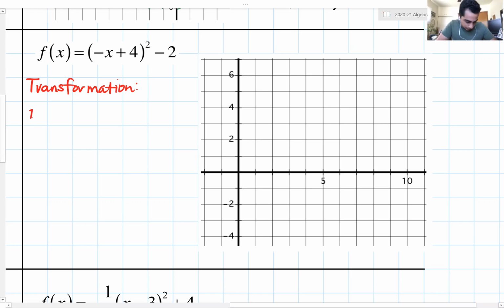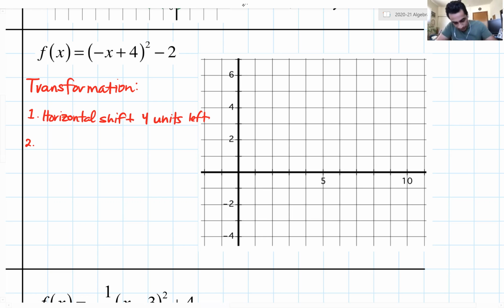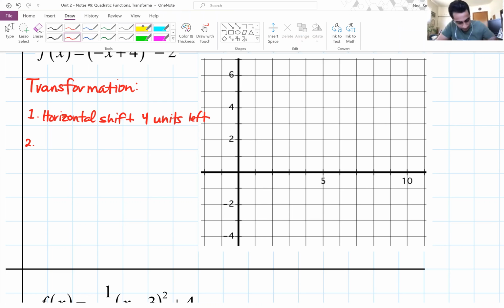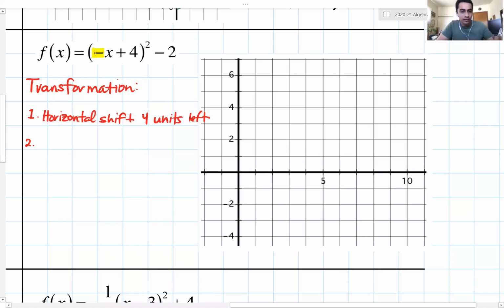Yeah, very nice, right? We start with a horizontal shift. Four units left. Okay. Second transformation. Yeah, check it out. We have a negative, but the negative is inside the parentheses, right?